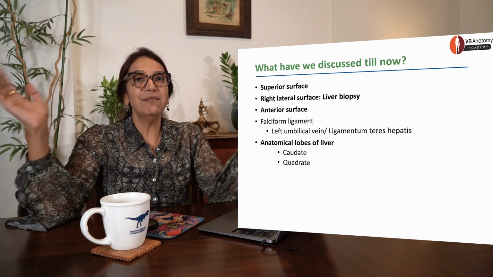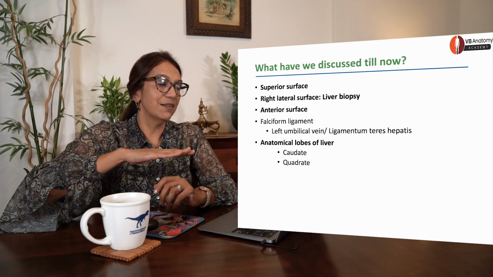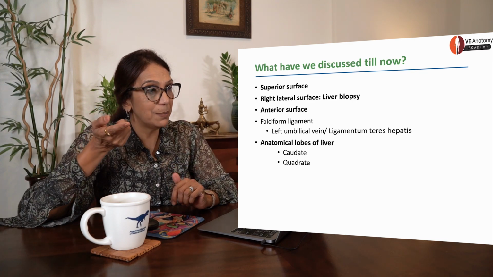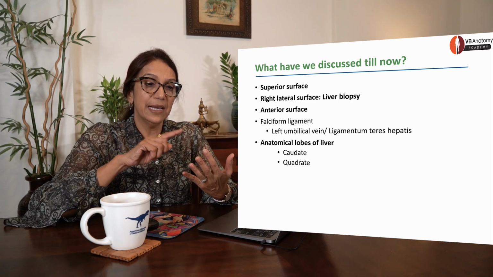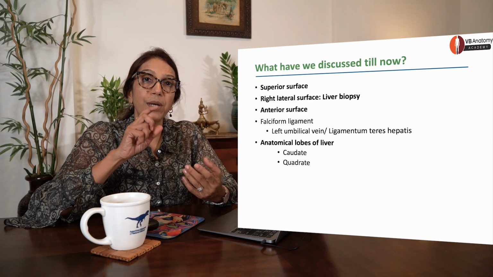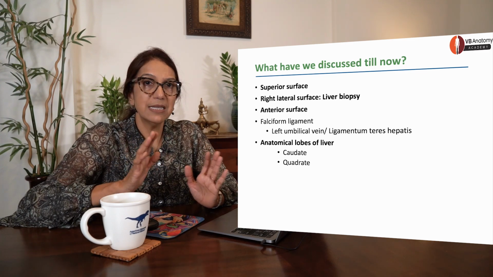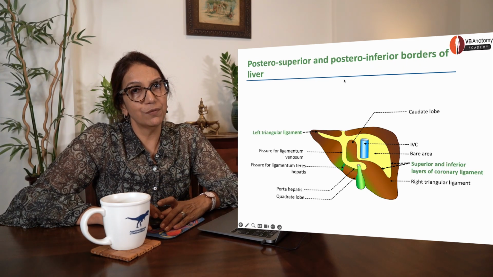Right. So what have we discussed up till now? We discussed superior surface, right lateral surface and liver biopsy, anterior surface, falciform ligament, ligamentum teres hepatis, ligamentum venosum, caudate and quadrate lobe. This is what we've done. Let's now go further into details of the liver.